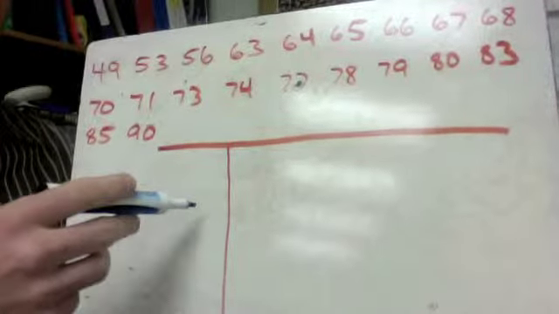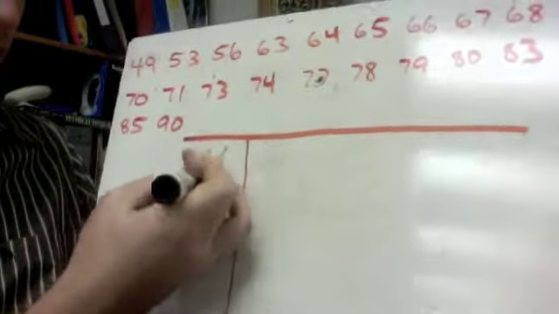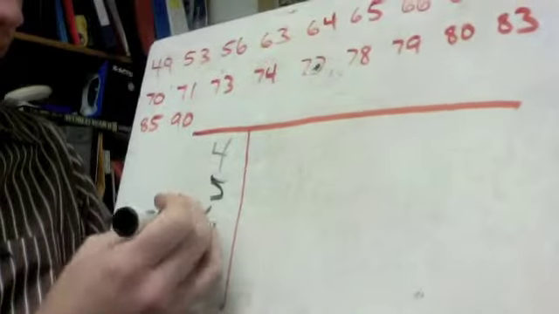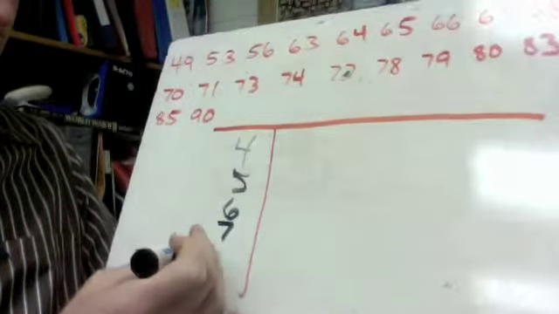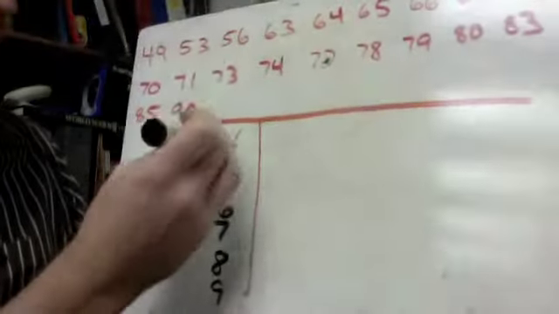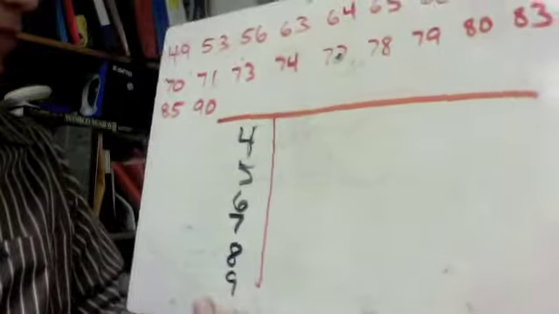So in the stem, we just need all the 10s that we have here. We're going to have some numbers in the 40s, some in the 50s, we've got 60s, some 70s, some 80s, and some 90s. We've got all of those on there, so those are going to be our stems. Those are our 10s. Now we just need to put the 1s on there.